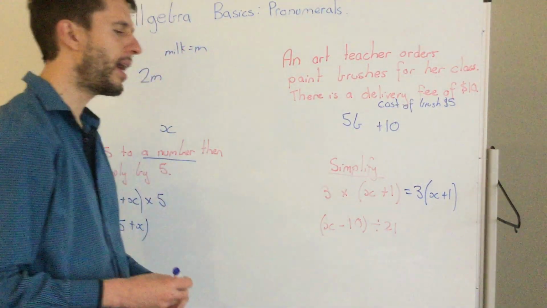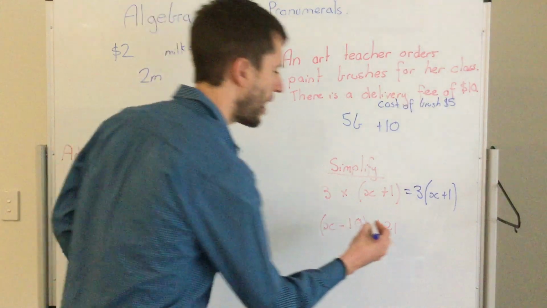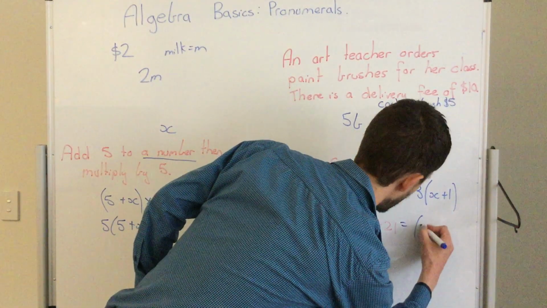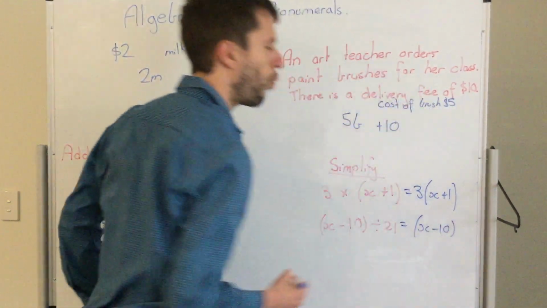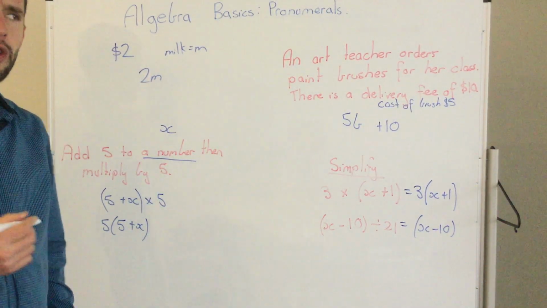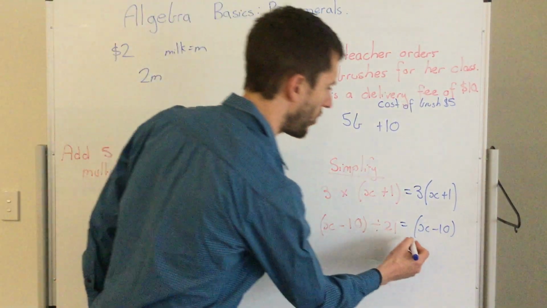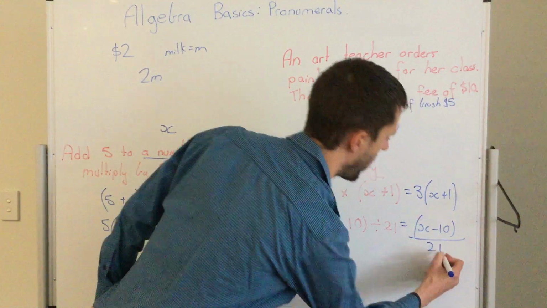Same with a dividing sign. We don't need to have a dividing sign. What we do is think about our fractions. Fractions is dividing, so we're going to divide it by 21.